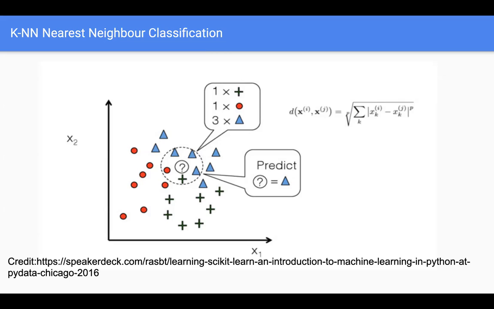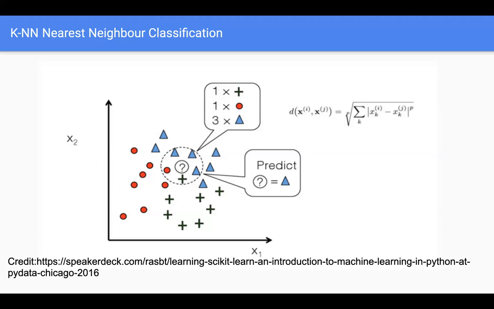Now, the task here is if we have an input, which is denoted by this question mark, which is a coordinate which has X1 and X2 as values, then we would like to identify what category this input value belongs to. So we have to identify whether it belongs to the class of circle, triangle, or plus sign. That is the task that we have to do.